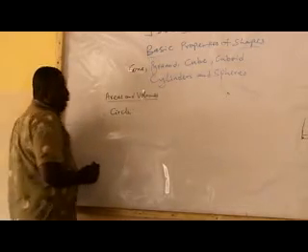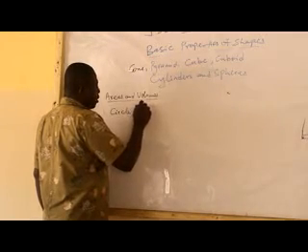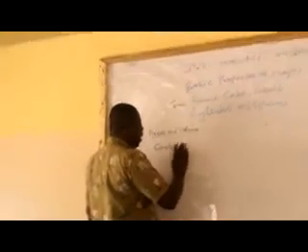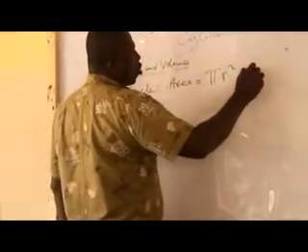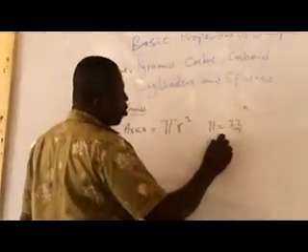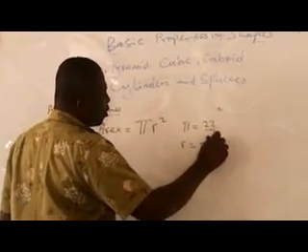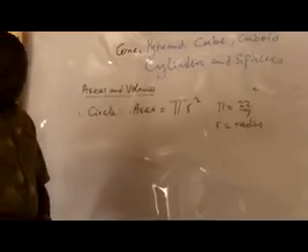I've told you before that the area of a circle is given as pi r squared. Area of a circle is equal to pi r squared. And pi is always given as 22/7, where r is the radius of the circle.